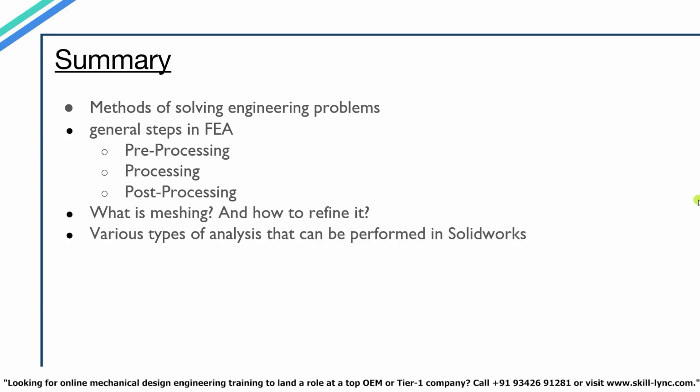So that's it for this session. Let's have a quick summary. In this session, we saw the various methods of solving engineering problems such as analytical, experimental, and numerical methods. We learned about the general steps in FEA, which are pre-processing, processing, and post-processing. Then we saw what meshing is and how to refine it. And in the end, we saw the various types of analysis that can be performed in SolidWorks.